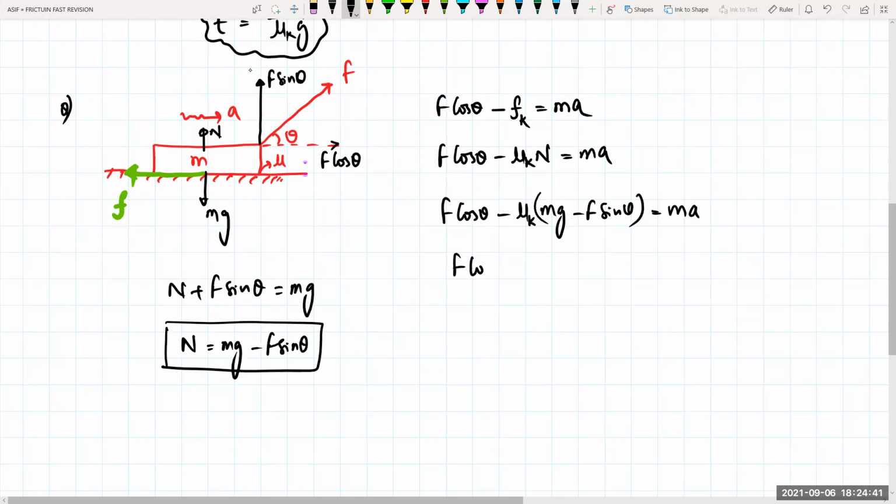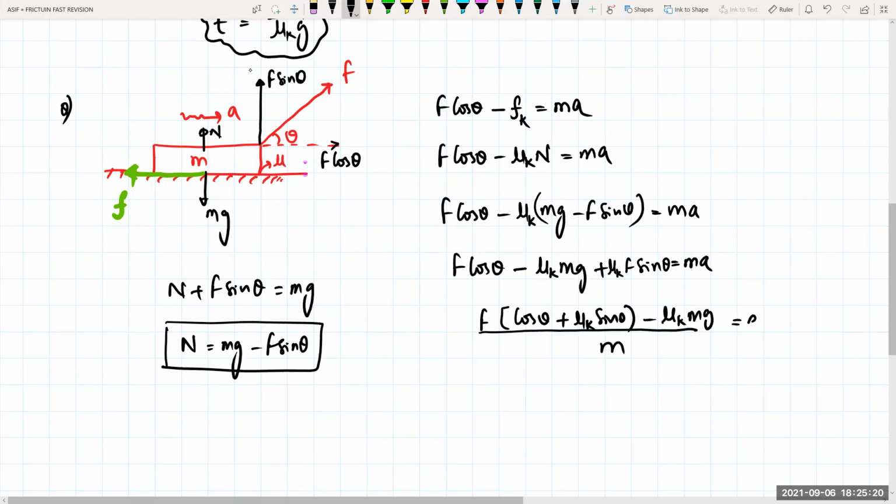Now if I open the bracket, this becomes F cos theta minus mu k into mg plus mu k into F sin theta, equal to m into a. All the F terms you take on one side and divide by the mass M. So F by M into (cos theta plus mu k sin theta) minus mu k g will be equal to the acceleration. So this will be the acceleration.